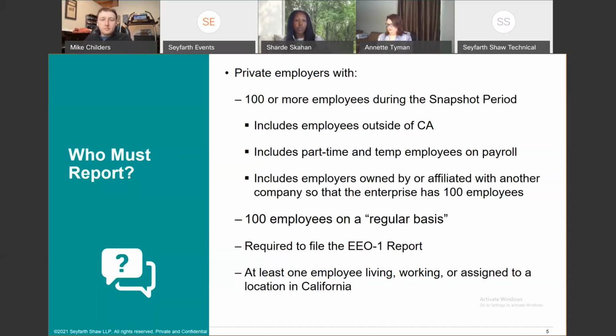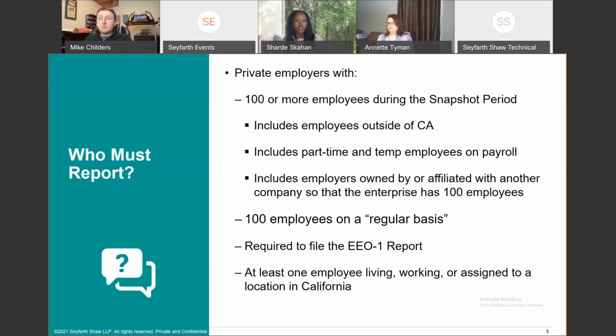And then for the 100 employees on a regular basis threshold, say you're a seasonal employer, and so really your season is 4 months long. So the DFEH is going to look at whether you employed 100 employees regularly during your season as opposed to throughout the entire year, because when you're off season, maybe you only had 50 employees. So if you are a seasonal employer or have other unique circumstances like that, the DFEH is going to consider whether you had 100 or more employees during your main working time.